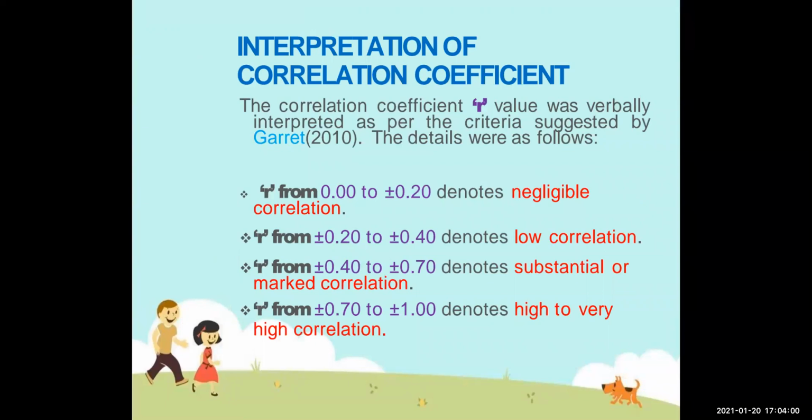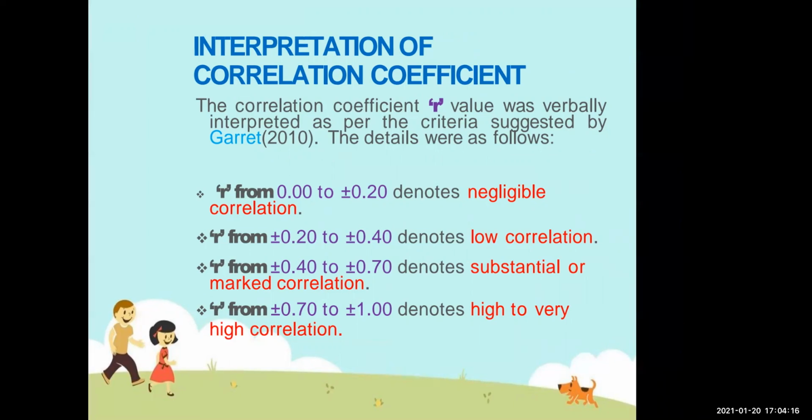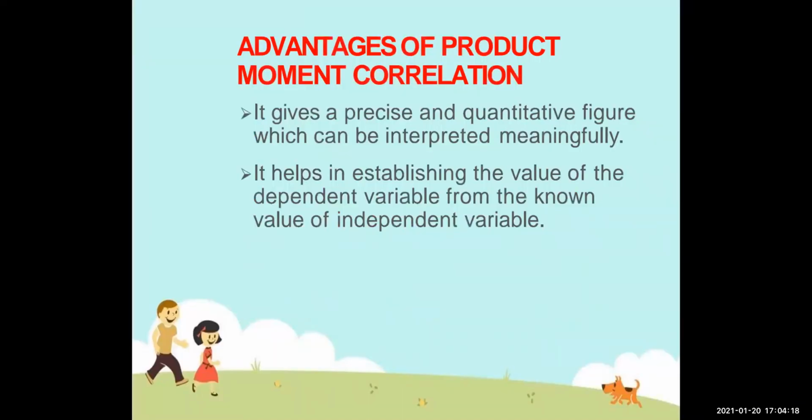Now, when we talk about interpretation of the correlation coefficient, the r value was verbally interpreted as per the criteria suggested by Garrett in 2010. The details are as below, which is not in the syllabus.